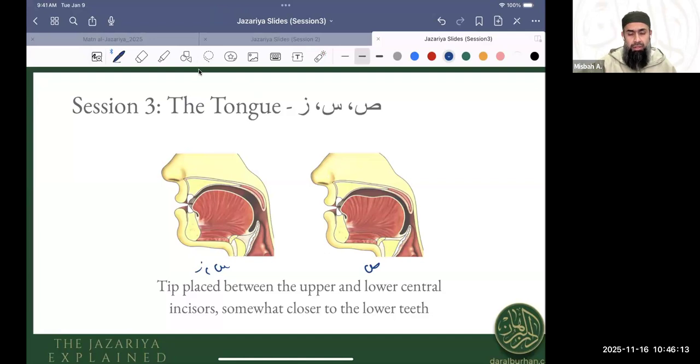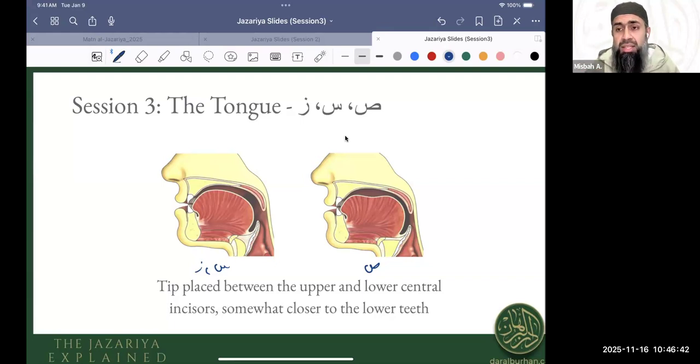No. Sad, Sin, and Zay. When I asked what the Safir letters are, mashallah, people are alert, alhamdulillah. So this is the makhraj of Sad, Sin, and Zay. When you describe it to someone, you'll say it's the tip of my tongue that is placed in between the upper and lower central incisors, closer to the lower teeth. Okay? All right? Your teeth will be lined up.